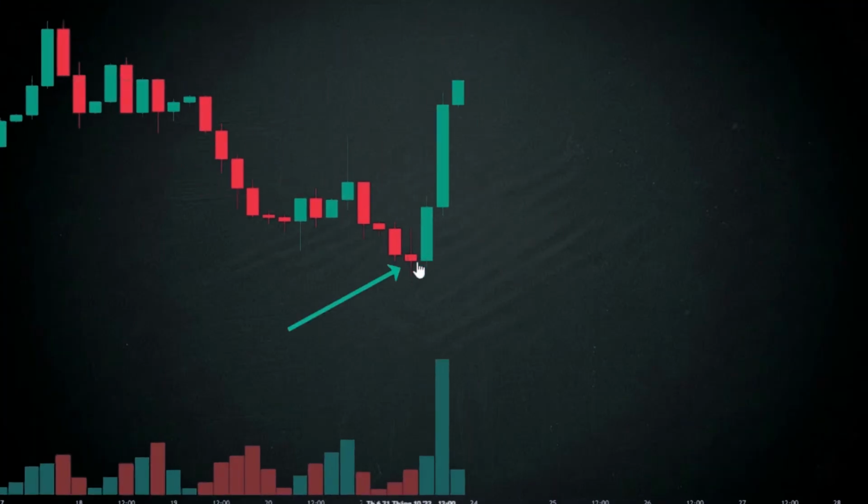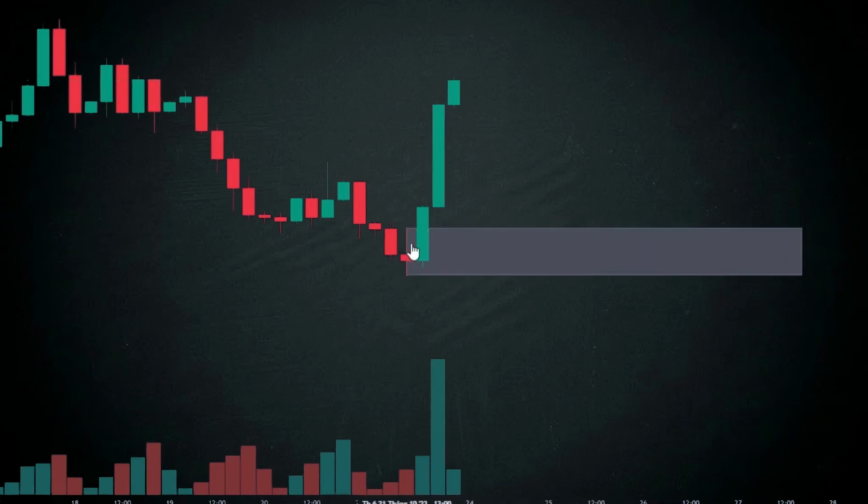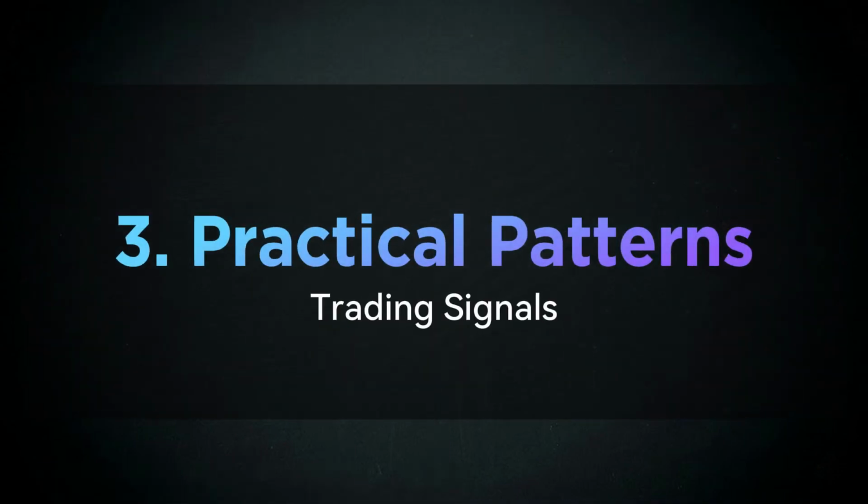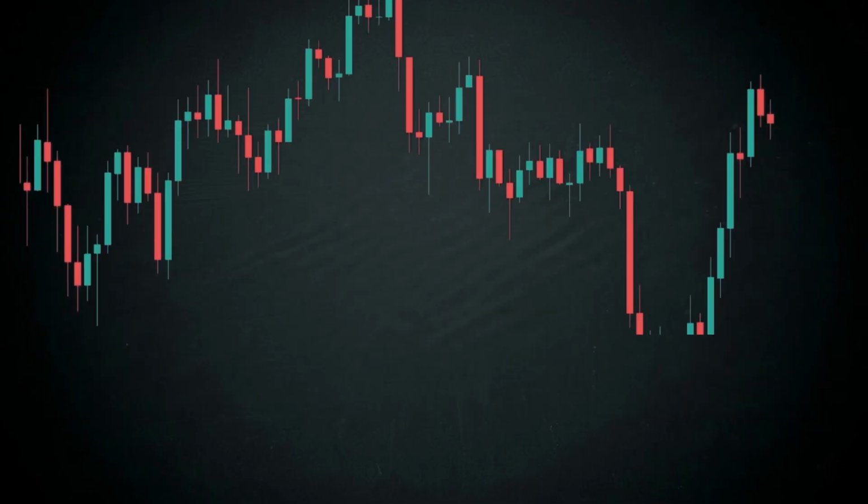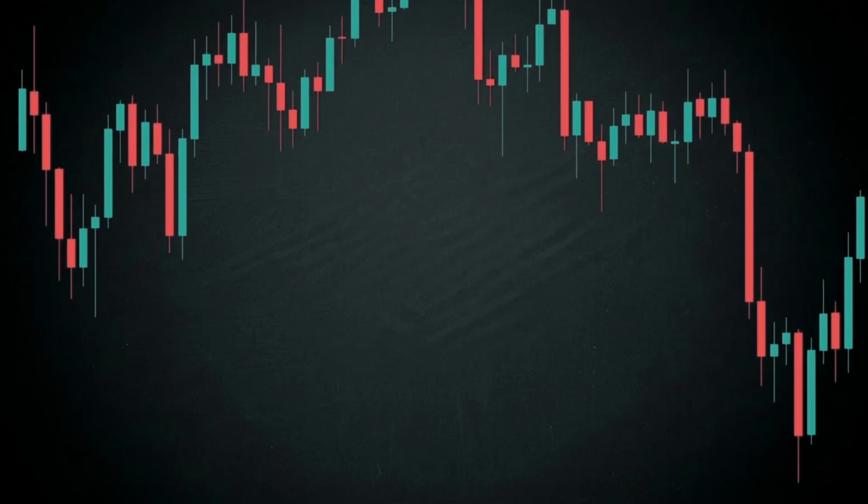Now let's move to part 3, practical candlestick patterns. The key question here is, how do we take these psychological clues from the tug-of-war and turn them into real trading signals? First, let's talk about the doji candle. You can think of it as the market's pause button.